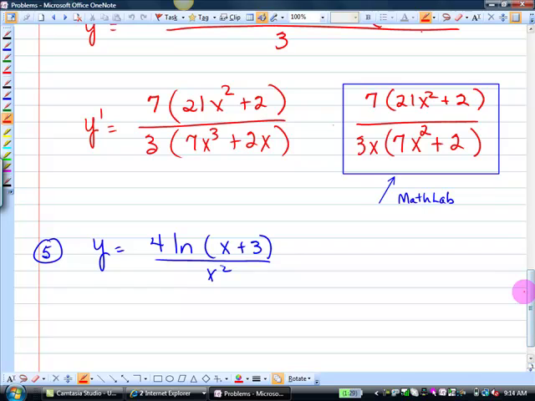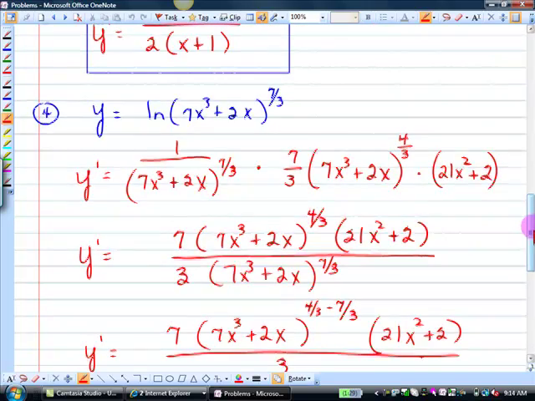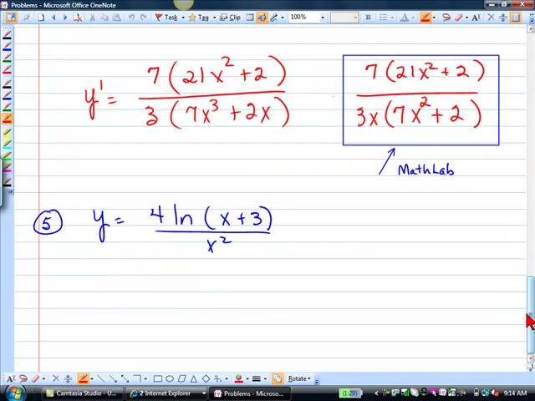All right, the last one gets a little long, so let's do this. What do you notice about it? Whoa. What do you notice about it? What is it? Quotient. So we've got to think about using the quotient rule.